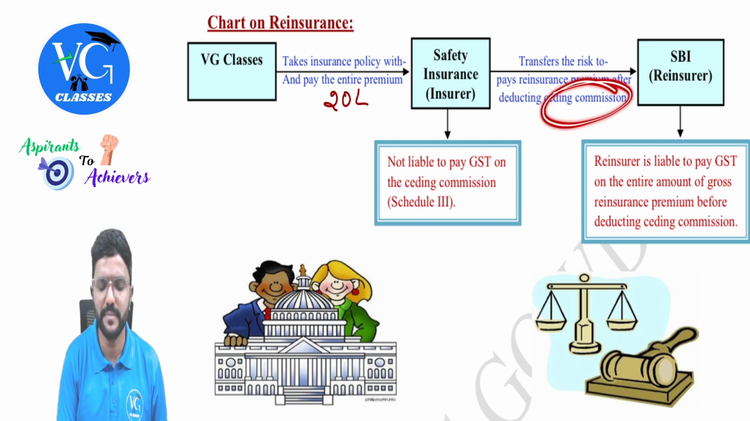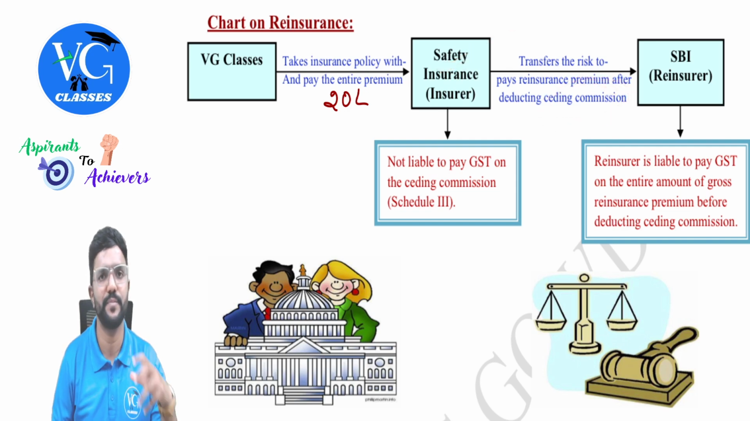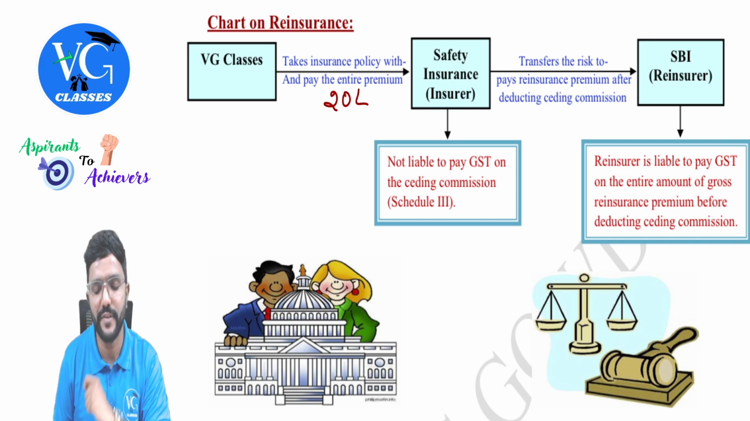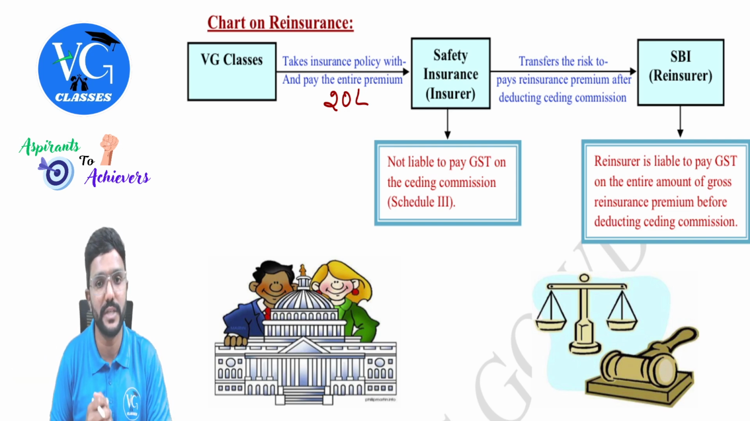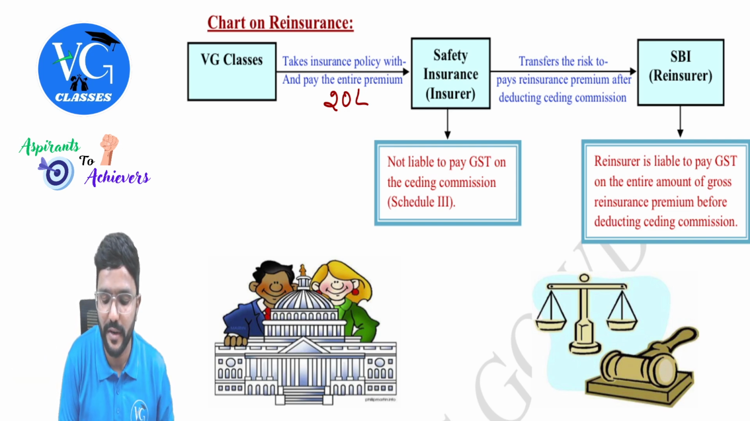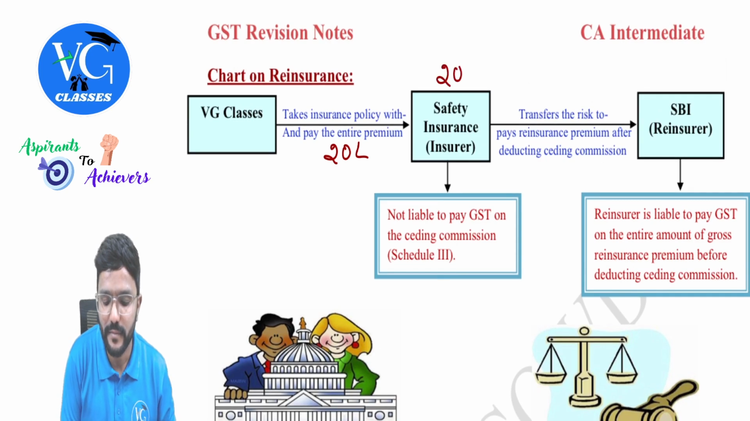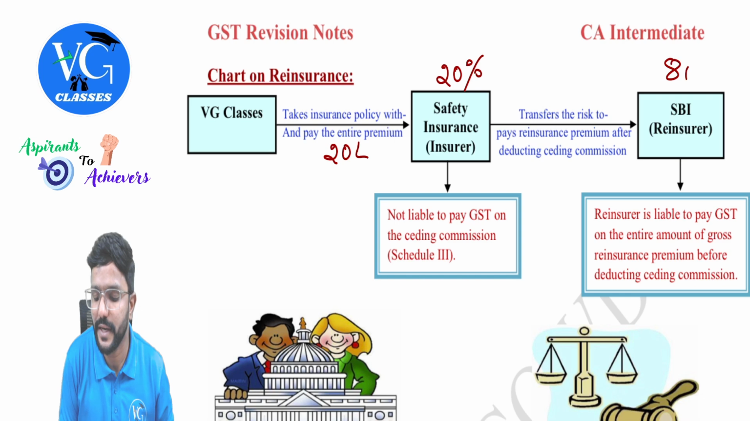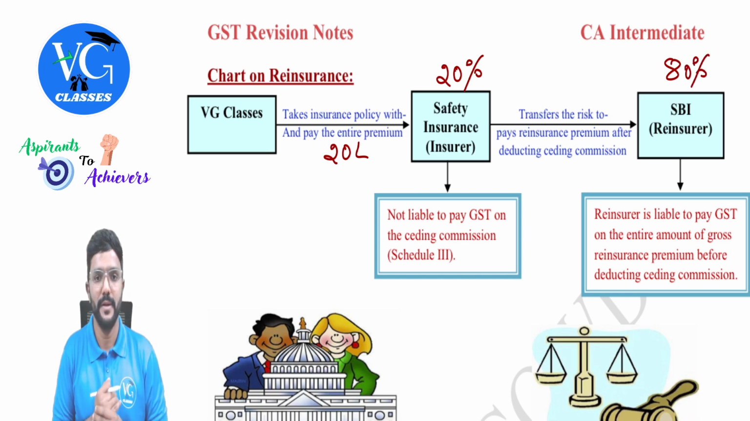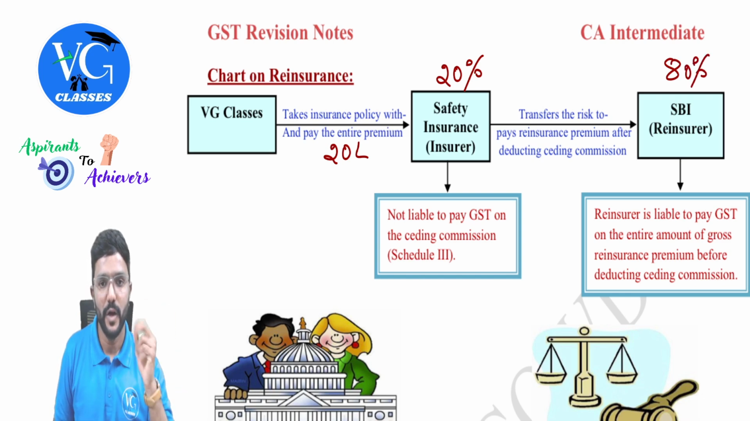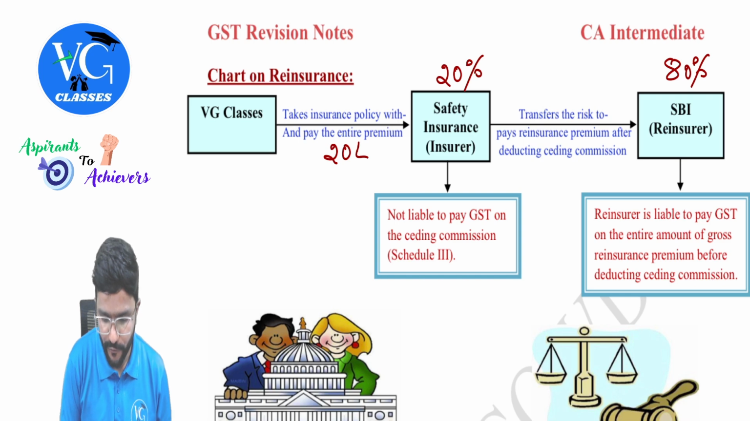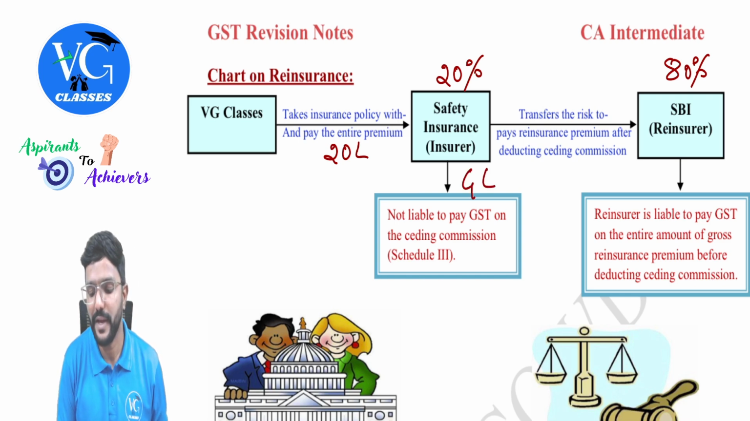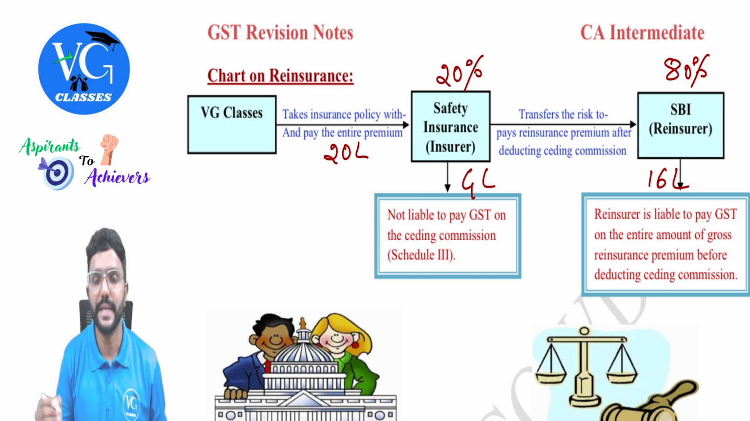Okay. So what does ceding commission mean? The share of Safety Insurance. Because VG Classes totally paid 20 lakh to Safety Insurance, assume they are ready to bear 20% risk. The remaining 80% they are transferring to SBI. So out of 20 lakh, how much is the ceding commission? 20 lakh into 20%, guys, which comes to 4 lakh. They will keep that, and the remaining 16 lakh they will give to SBI, that is the reinsurer.